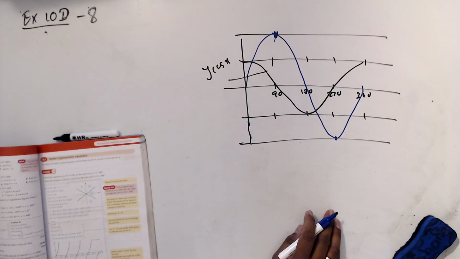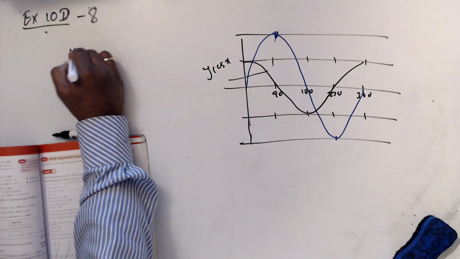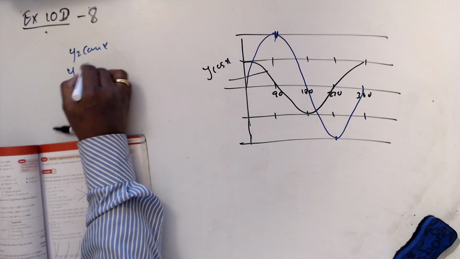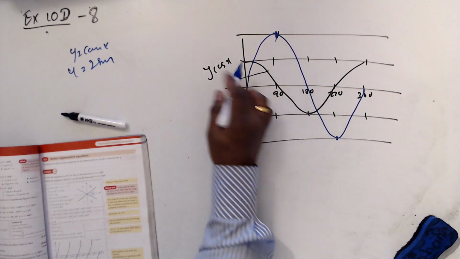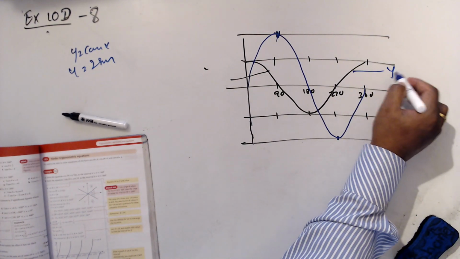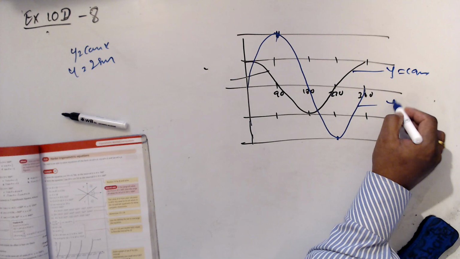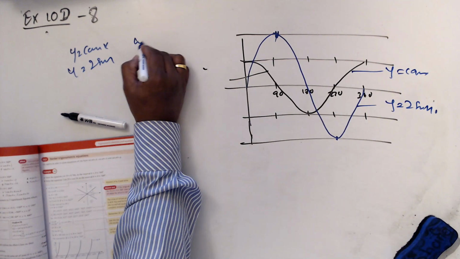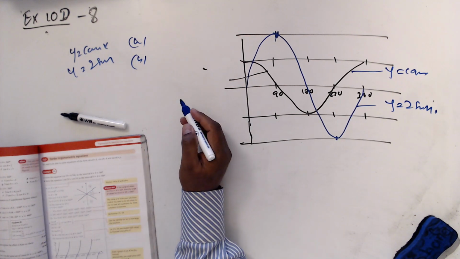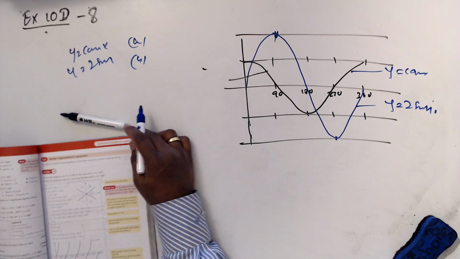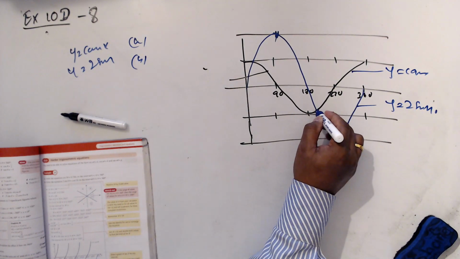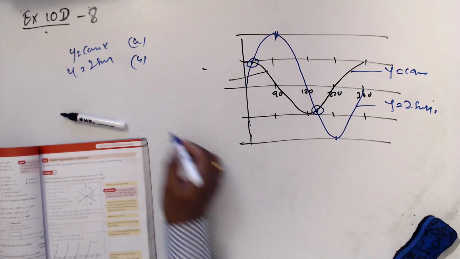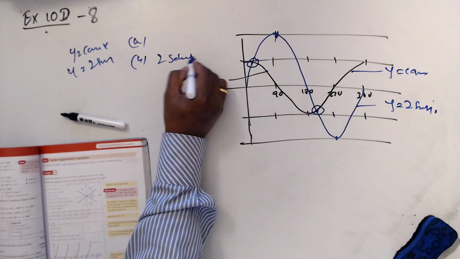Question number 8. There are two graphs, y equals cos x and y equals 2 sin x. So this is y equals cos x and this is y equals 2 sin x. So those are the two graphs. Question A. Question B. Write down how many solutions. So you can see that the graphs intersect in 2 points. So then we are expecting two solutions.